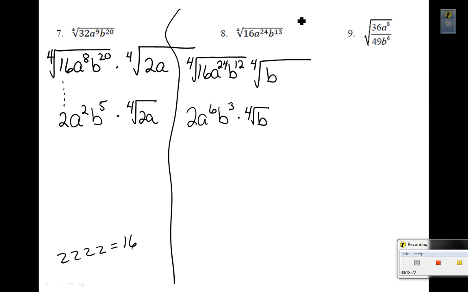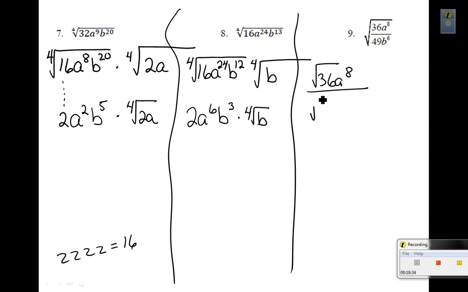Hey, if there's a fraction, big deal. We're just going to do that like we did last time. I'm going to think of this as the square root of 36a to the 8th over the square root of 49b to the 6th. This is a nice one, guys, because check this out.